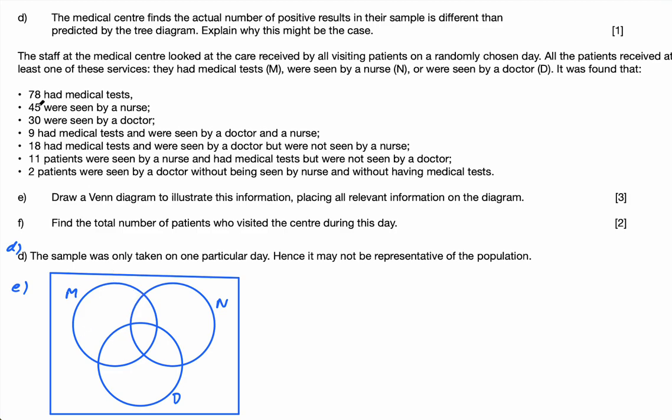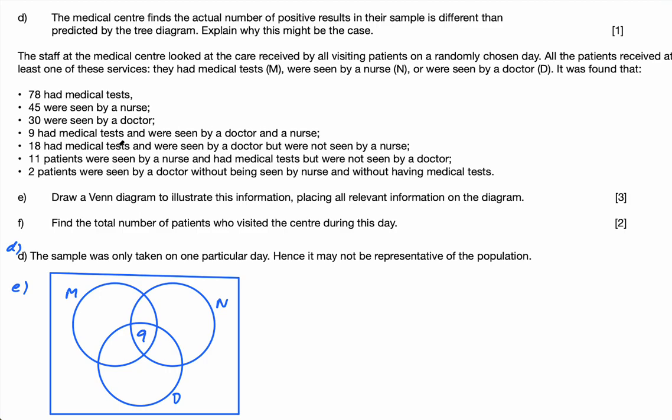So leave it. 45 were seen by nurse, can't put that there. 30 were seen by doctor, can't put that there. And we can't do this plus this plus this to get the total number of patients. No. So you have to wait until you get to the number that you actually can put in. 9 had medical tests and were seen by a doctor and a nurse. Okay, so this one I can do. So 9 goes here because they had all 3. They did the medical test, the M, the D, and the N.